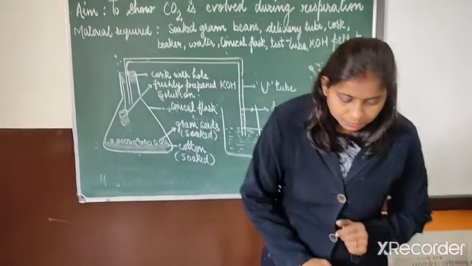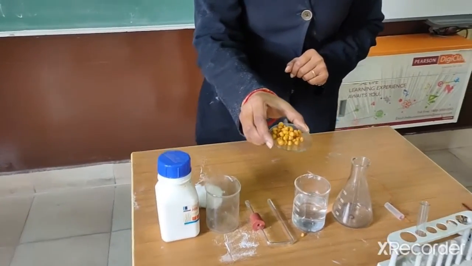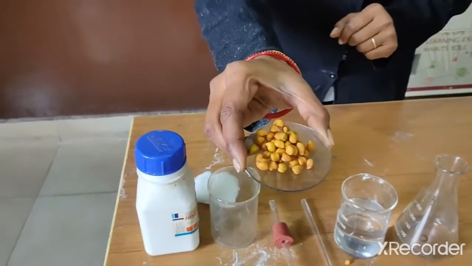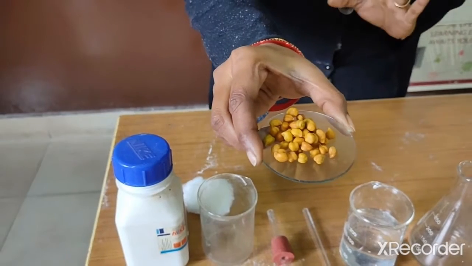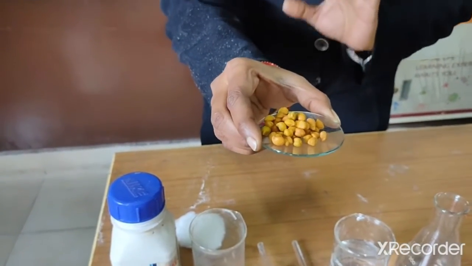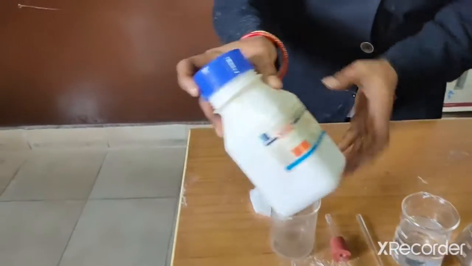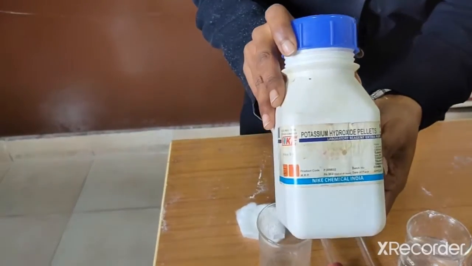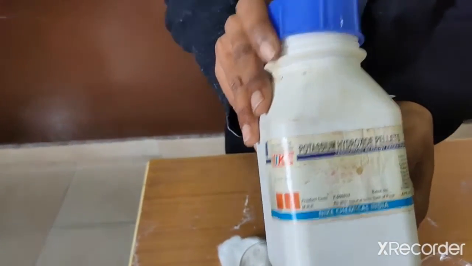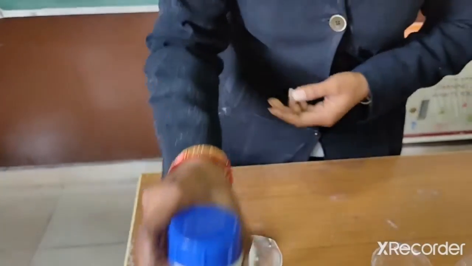Now just have a look. For this experiment we need soaked gram seeds. These are the soaked gram seeds which I have soaked overnight. If they are sprouted then it is very good. The second thing we need is KOH pellets. Now these are the KOH pellets. We are preparing a solution of this. I will tell you how to prepare it.